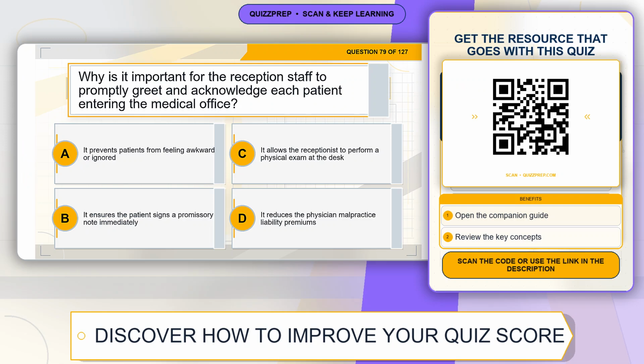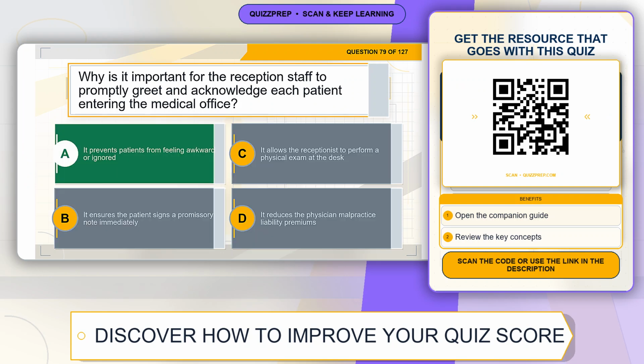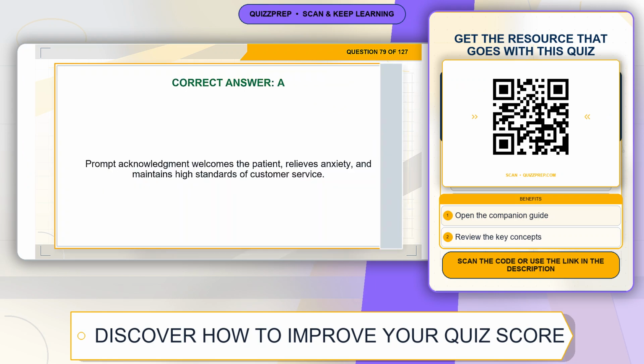Question 79. Why is it important for the reception staff to promptly greet and acknowledge each patient entering the medical office? Option A, it prevents patients from feeling awkward or ignored. Option B, it ensures the patient signs a promissory note immediately. Option C, it allows the receptionist to perform a physical exam at the desk. Option D, it reduces the physician malpractice liability premiums. The correct answer is option A, it prevents patients from feeling awkward or ignored. Explanation. Prompt acknowledgement welcomes the patient, relieves anxiety, and maintains high standards of customer service.